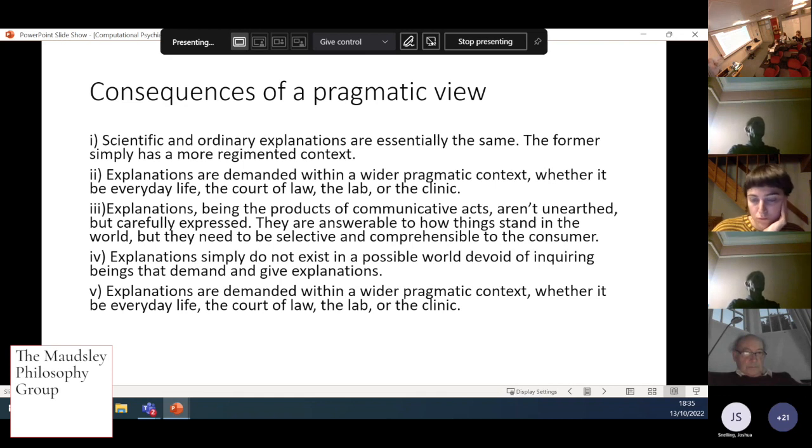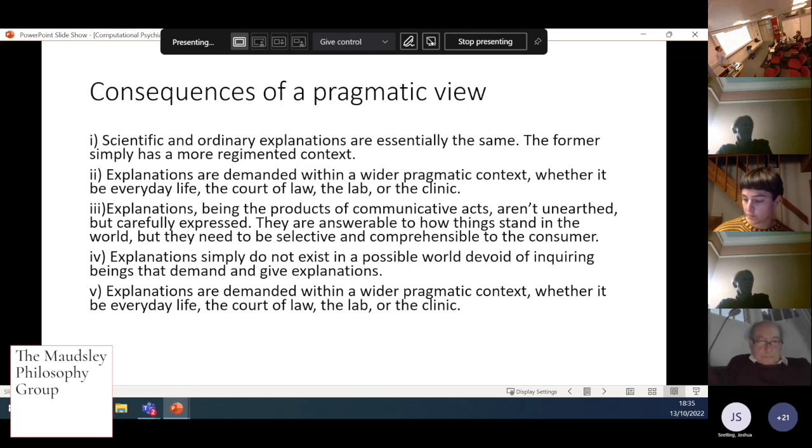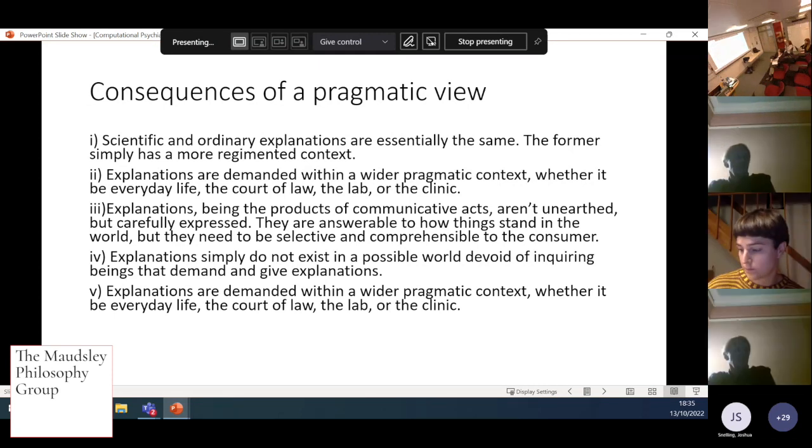So consequences of a pragmatic view: in stark contrast to the other two views, scientific and ordinary explanations are essentially the same. The former simply has a more regimented context. The idea is that there are various contextual constraints on scientific discourse that don't exist in everyday discourse. Explanations are demanded within a wider pragmatic context, whether it be everyday life, the court of law, the lab, the clinic, etc. Explanations, being the product of communicative acts, aren't unearthed, but they're carefully expressed. They are answerable to how things stand in the world, but they need to be selective and comprehensible to the consumer.